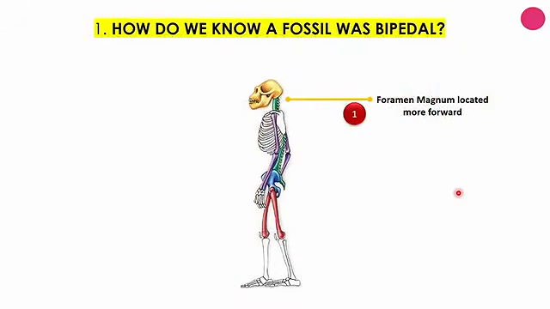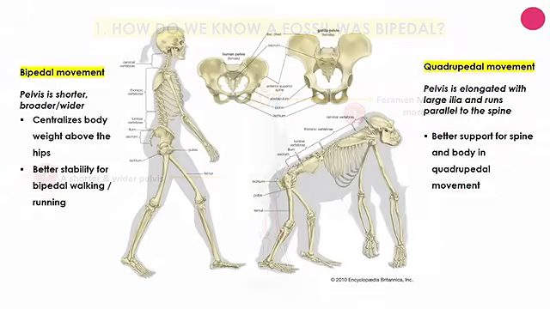The second thing that shows us a fossil is bipedal is the shape of the pelvic girdle. A shorter, wider pelvis is more characteristic of a bipedal organism. And this has all got to do with the position in which the body weight needs to be centralized. So you and I, we have a shorter, wider pelvis that centralizes our body weight above our hips and allows for better stability in bipedal walking.